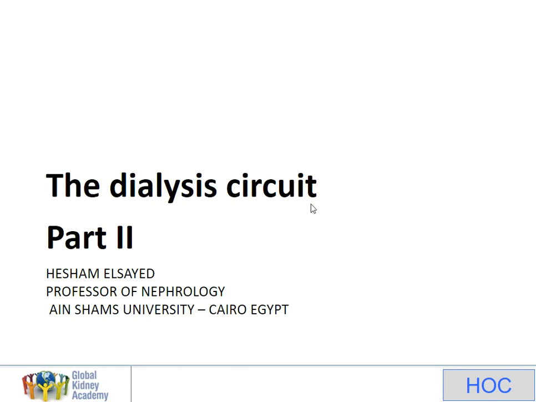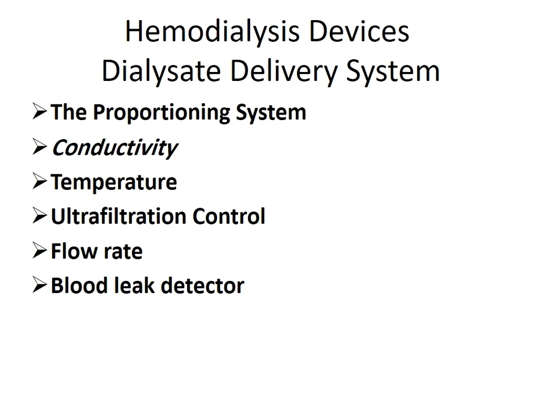The dialysis circuit, part 2. Hemodialysis devices, the dialysate delivery system, consisting of the proportioning system, conductivity adjustment, temperature control, ultrafiltration control to the desired amount, dialysate flow rate, and blood leak detector.